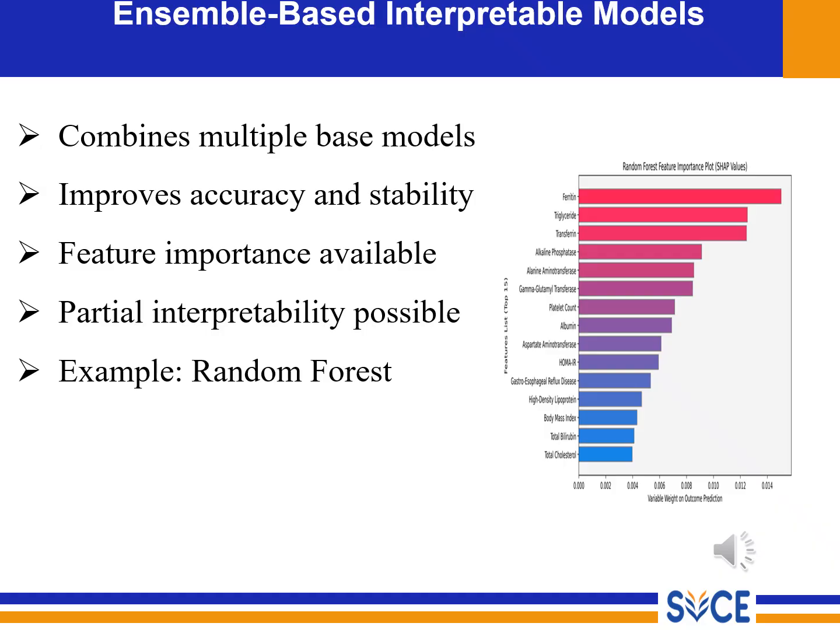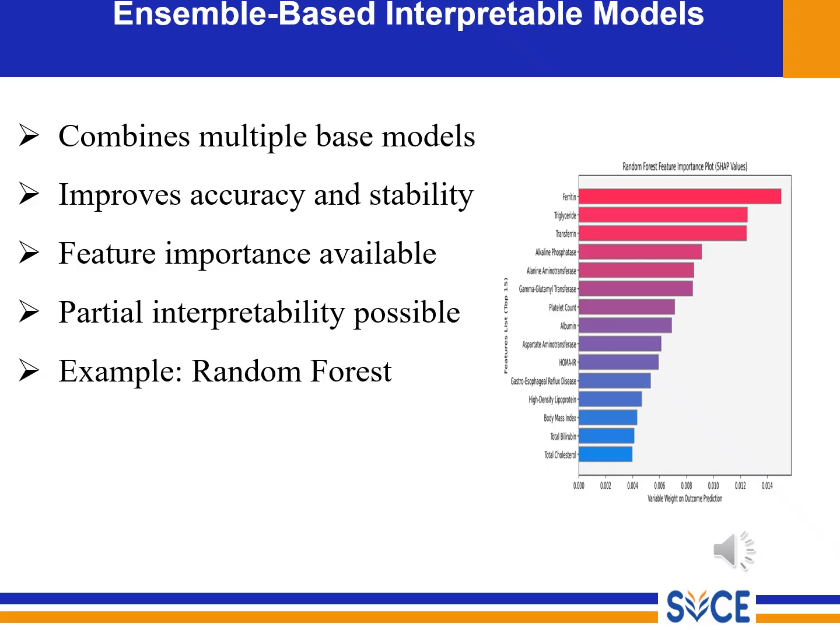Then ensemble models. Ensemble models like random forest combine multiple base models for better accuracy. While they are less interpretable than a single decision tree, they do provide feature importance scores, telling you which feature influenced the outcome most. So this gives partial interpretability, not fully transparent, but useful for understanding what matters to the model.